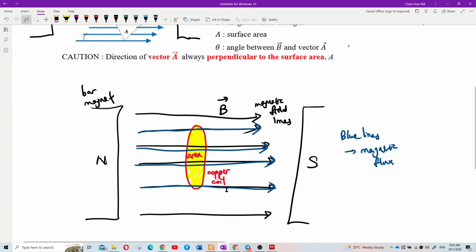Only the 4 lines are called magnetic flux. Only the blue lines are magnetic flux. The black lines are not magnetic flux because they don't pass through the area. So the black lines are not magnetic flux, but the blue lines are the magnetic flux. Understand, class?